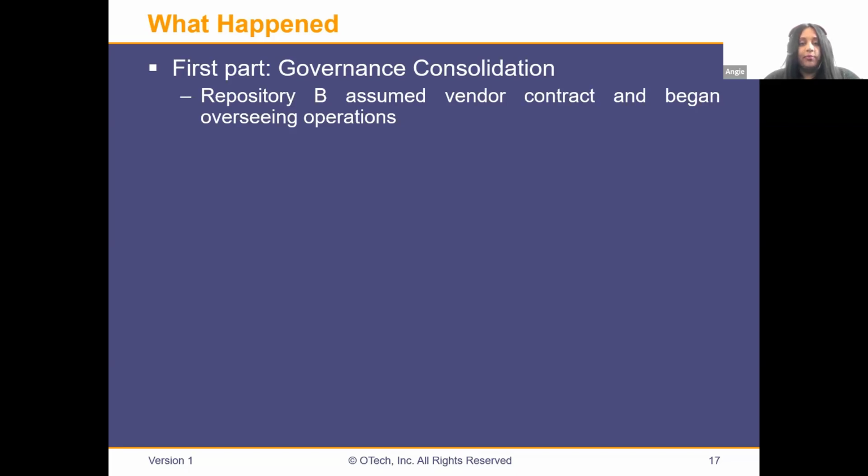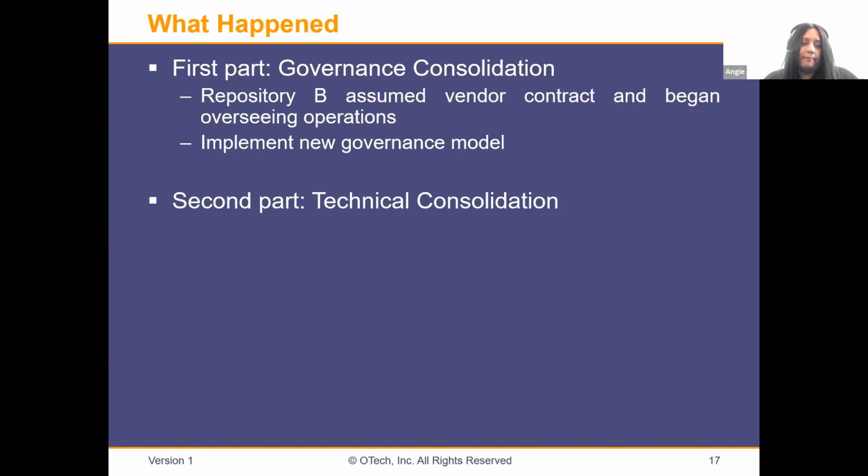So looking at what happened in the project, first part, the governance consolidation. Repository B assumed the main vendor contract from the former Repository A and began overseeing the operations. A new governance model was implemented. Examples there: changes and additions to the board of directors to ensure representation from all areas of the larger region, and instituting common member agreements across all members.